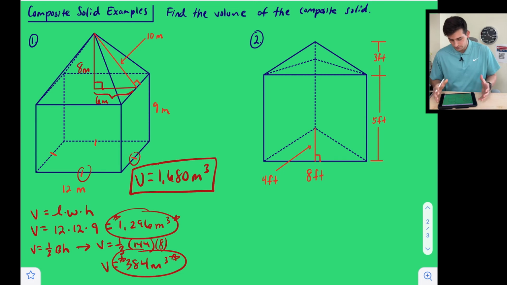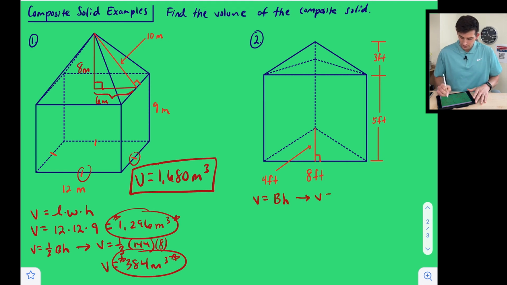All right, and for number two, the last example we will do, notice we have a triangular prism and we have a pyramid on top of that. So for our triangular prism, we are going to once again do the area of the base times the height, but in this case, our base now is a triangle. So volume is equal to 1/2 times the base, which is 8, times the height, which is 4, and then times the height here, which would be 5.